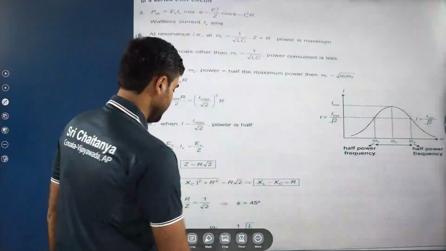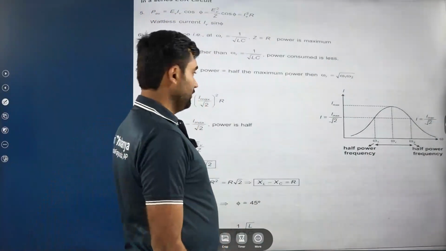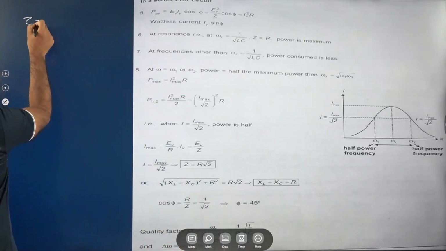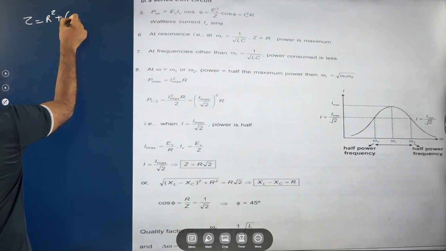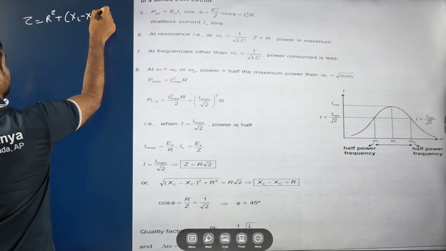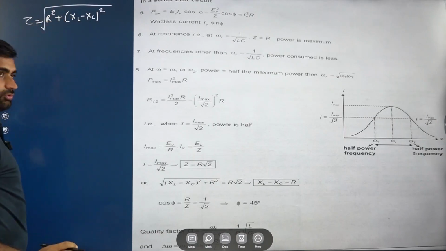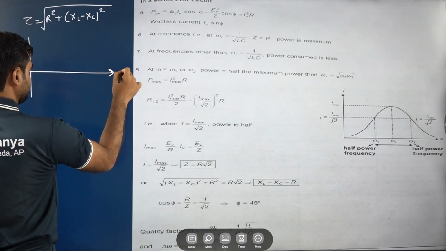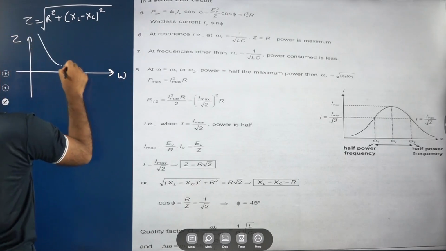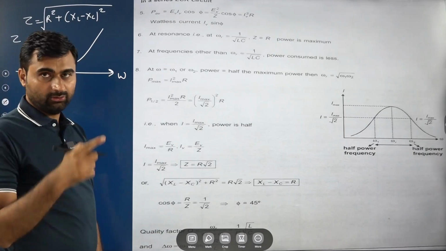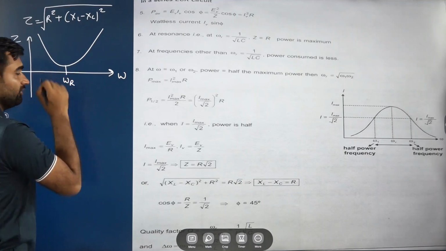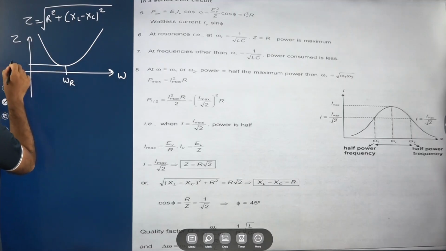Now we will understand this particular graph also. If we have to draw the Z graph, the Z formula we discussed is root of R square plus (XL minus XC) square, or (Xc minus XL) square, both are the same. This Z graph with frequency is like this. Why is it like this? I already explained that Z is minimum when the frequency is resonating. At that time, Z minimum is R, which we also discussed.